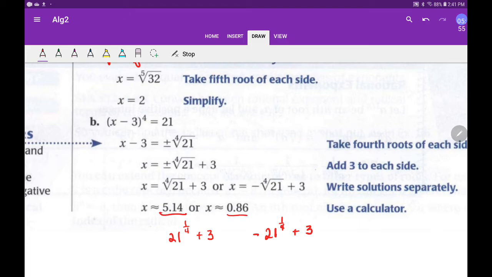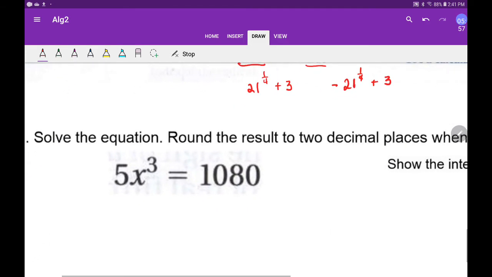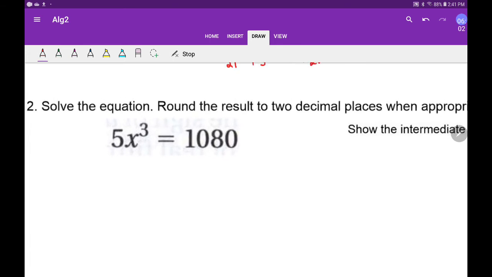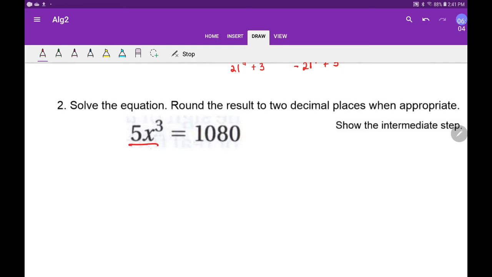That's nice. Okay. So let's see what we need to do. Solve this equation and show the intermediate step. Okay, well, I don't really mean this is the intermediate step, but I'm going to divide both sides by 5. So 1080 divided by 5 is 216. And then I want you to show me the intermediate step where you take the third root of both sides. I want to see that.